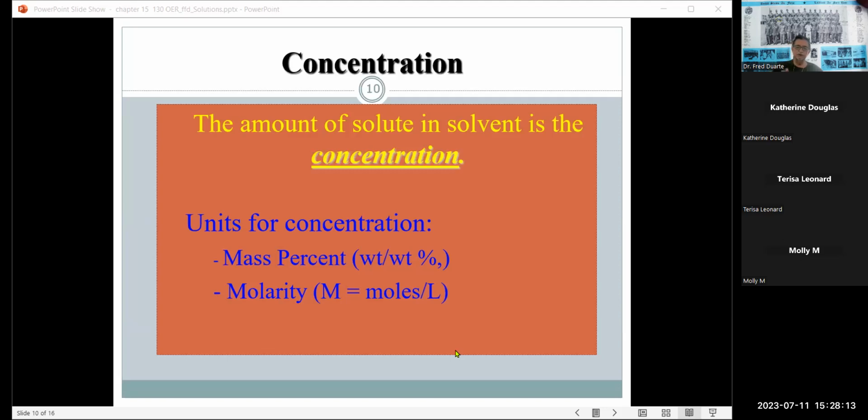Okay, let's talk about concentration. There's two types of concentrations that we're going to work with. One is the mass percent, and the other one deals with molarity. Now you got a taste of molarity yesterday when we were using hydrochloric acid. Remember I said its concentration was 3 capital M. That was called molarity. It has the units of moles per liter.